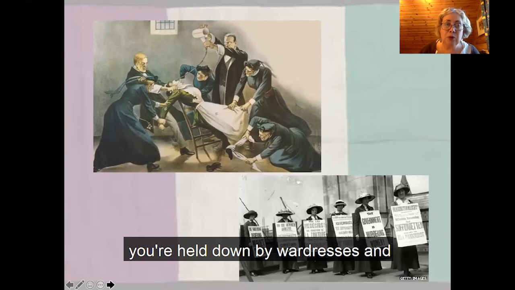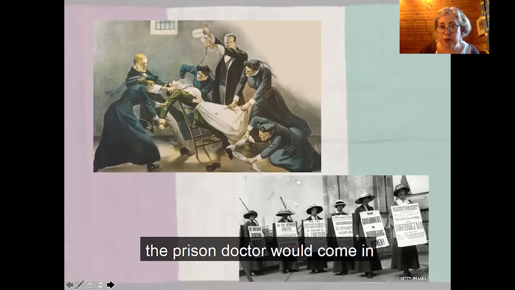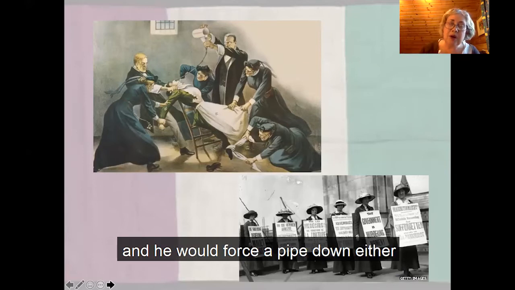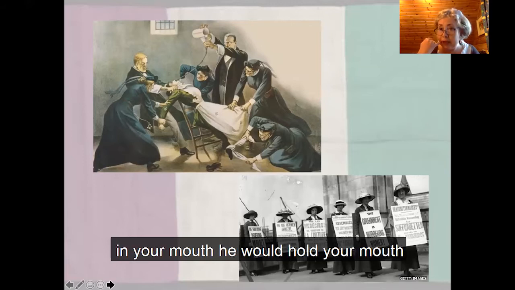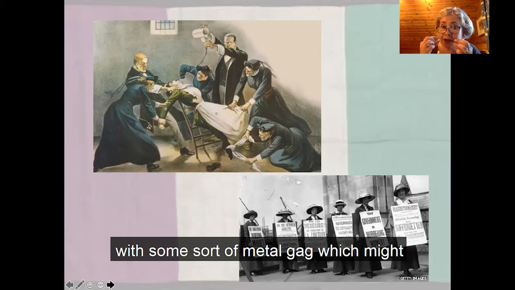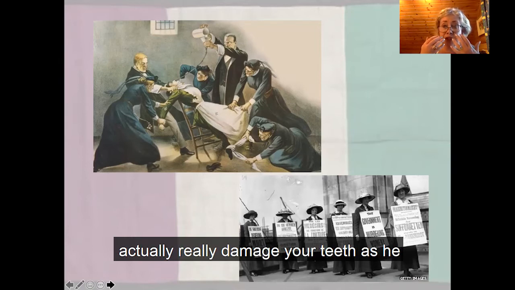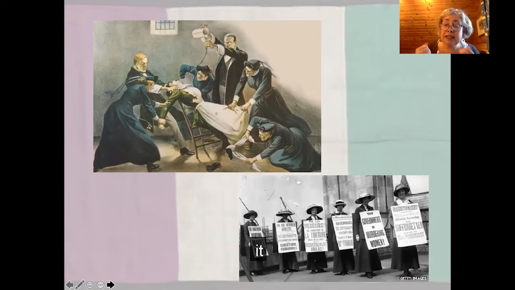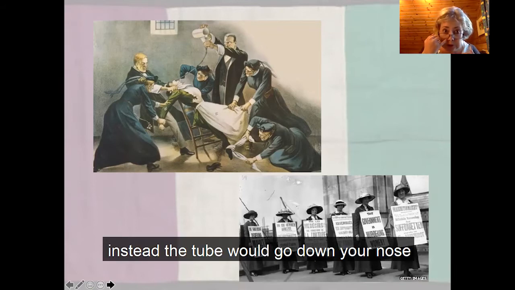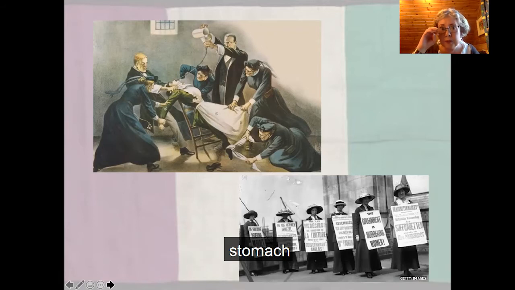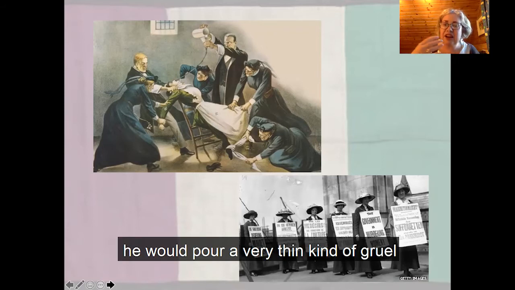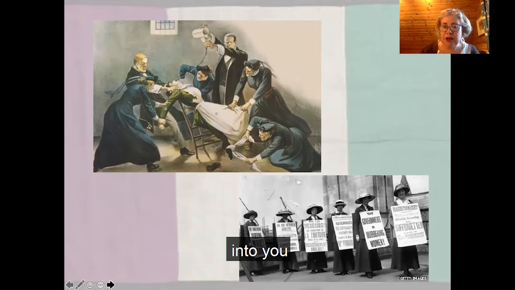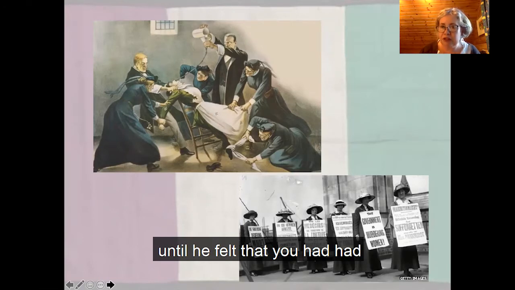You're held down by wardresses, and the prison doctor would come in and force a pipe down either in your mouth. He would hold your mouth open with some sort of metal gag, which might actually really damage your teeth as he forced it in. And if he couldn't get you to keep your mouth open, then the tube would go down your nose. And then once it had gone into your stomach, he would pour a very thin kind of gruel into you until he felt that you had had sufficient.